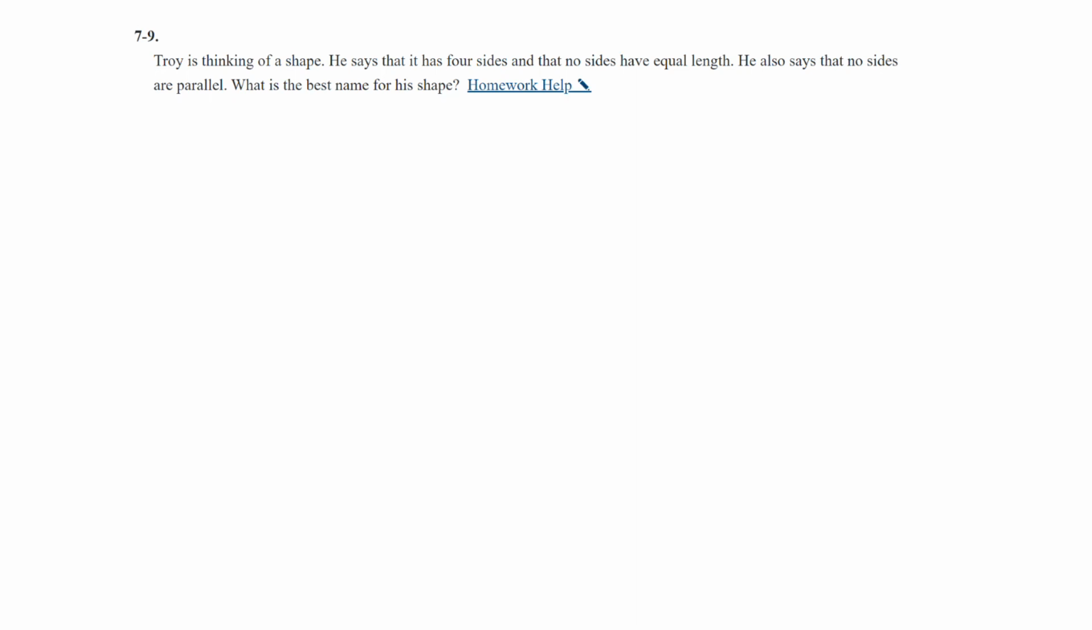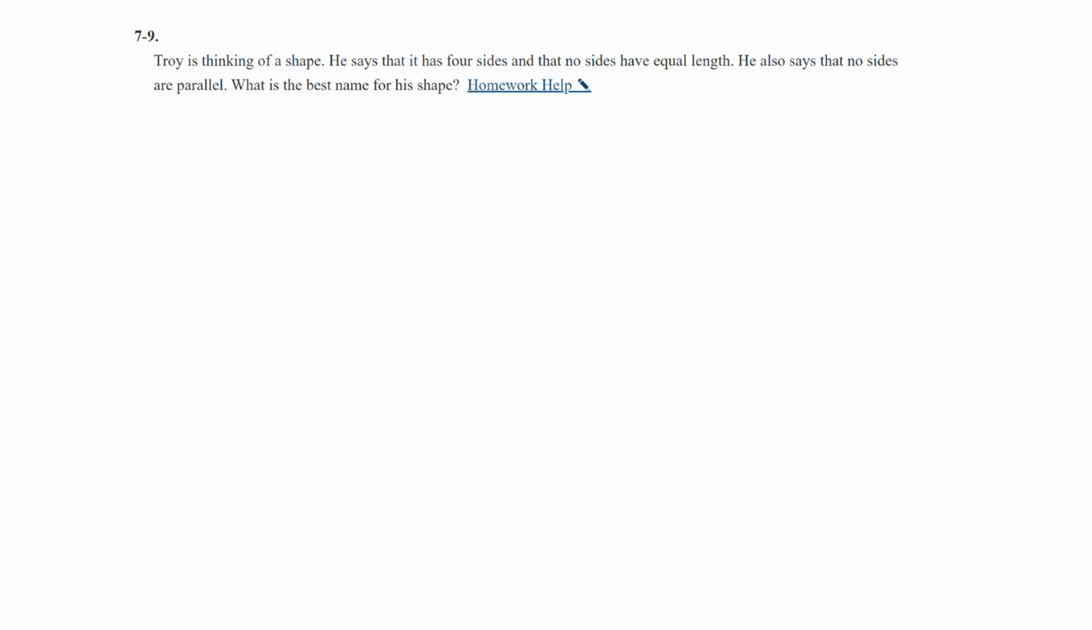Question 9, Troy is thinking of a shape. He says it has 4 sides and that no sides have equal length. He also says that no sides are parallel. What is the best name for this shape? So just think about what he just said.